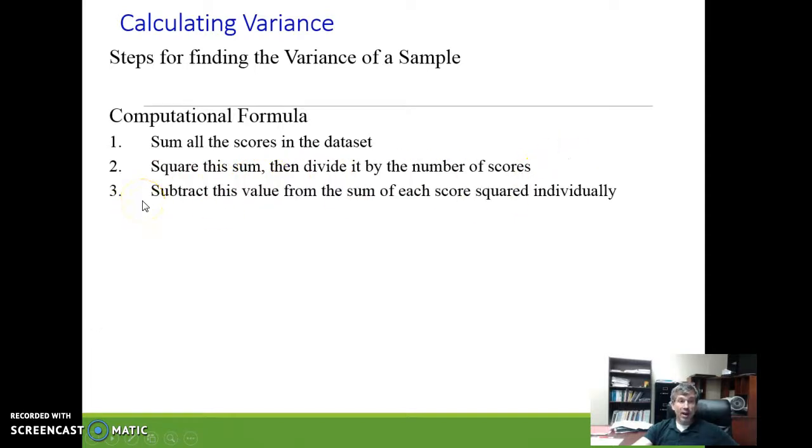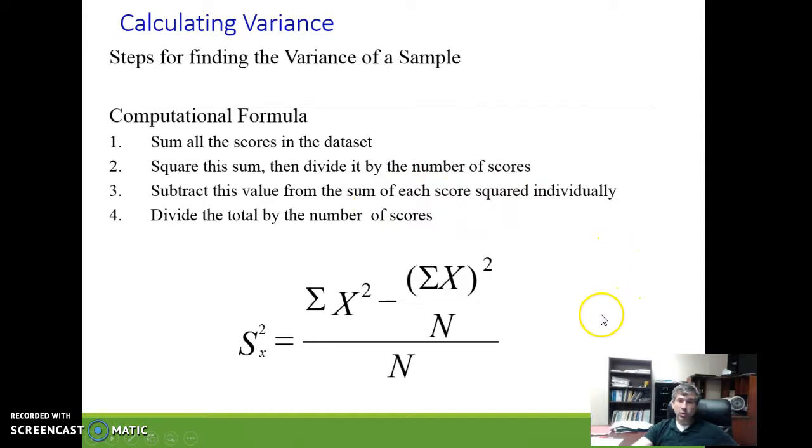We then subtract that result from the sum of each score squared individually. That sounds a little intimidating, but it just means you're taking every score, you're squaring it, then you're adding up all those squared scores. Then we divide the total by the number of scores again. So steps 1 through 3 again give us our sum of squares, then we divide by the number of scores. Here's what that formula looks like. And here's the thing, this looks more complicated than the definitional formula. Trust me, as you'll see when we calculate it, it's not more complicated.